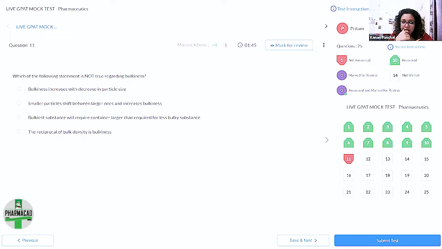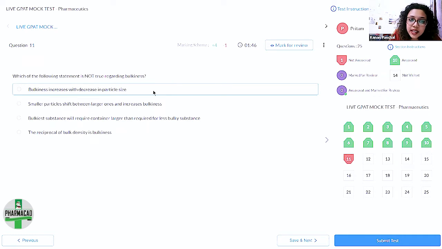B and C. Bulkiness increases with decrease in particle size. Ma'am, it's true. Bulkiness will increase with decrease in particle size. As your particle size decreases, the bulkiness will increase.